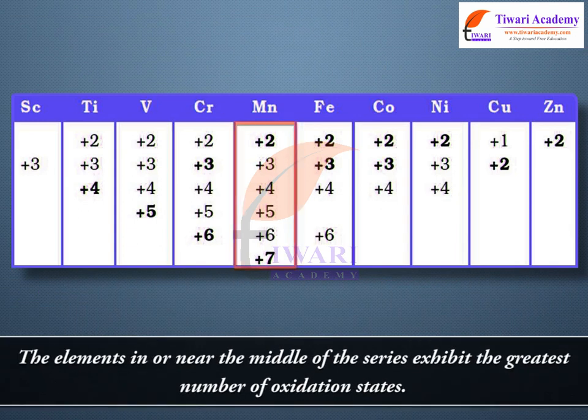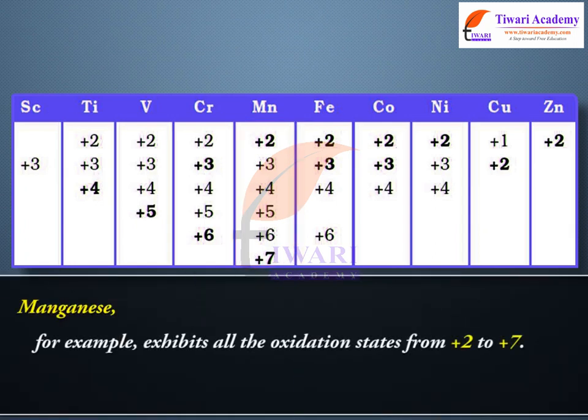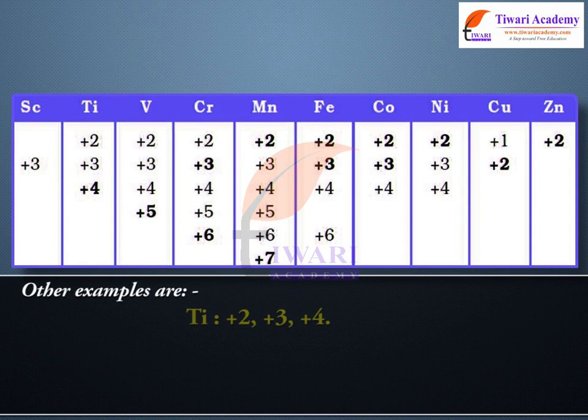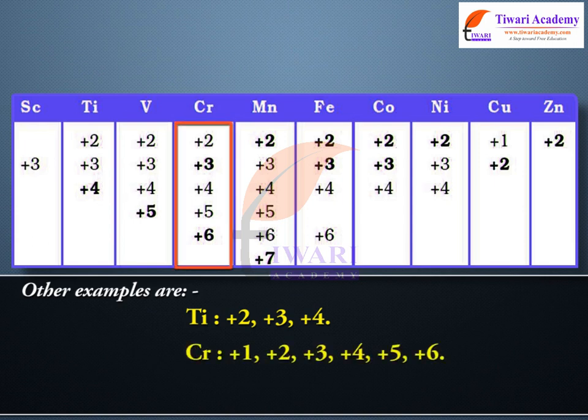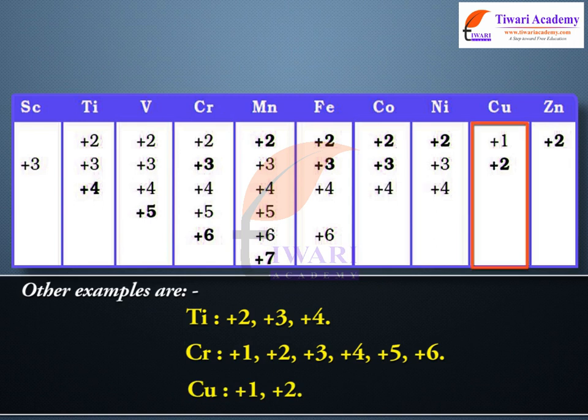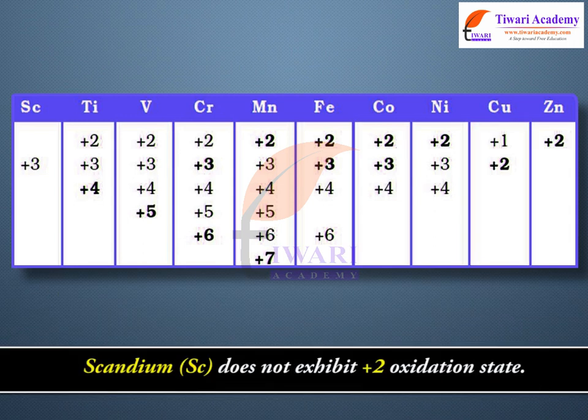The elements in or near the middle of the series exhibit the greatest number of oxidation states. Manganese, for example, exhibits all the oxidation states from +2 to +7. Other examples are Ti +2, +3, +4; Cr +1, +2, +3, +4, +5, +6; Cu +1, +2. Scandium, Sc, does not exhibit the +2 oxidation state.